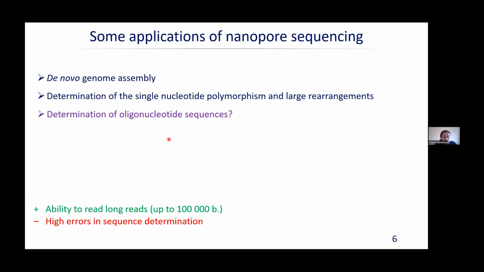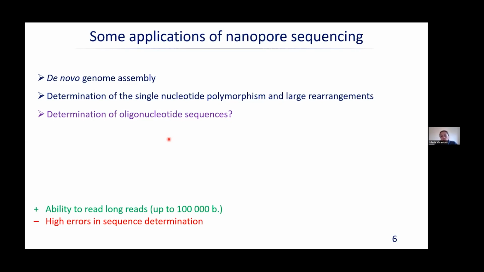coordinate you're interested in. So the main applications of this method are genome assembly, including de novo genome assembly if you don't have any reference, and also, of course, it is utilized to find single nucleotide polymorphisms and also large rearrangements, like, for example, deletion of an entire gene or its duplication or something else.